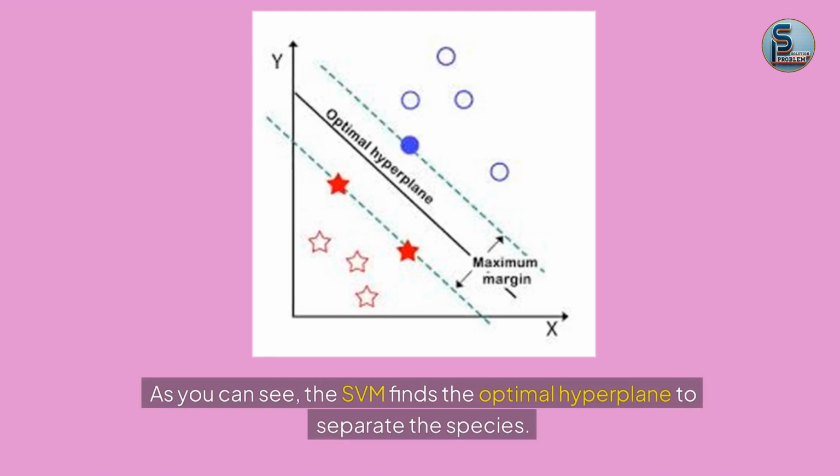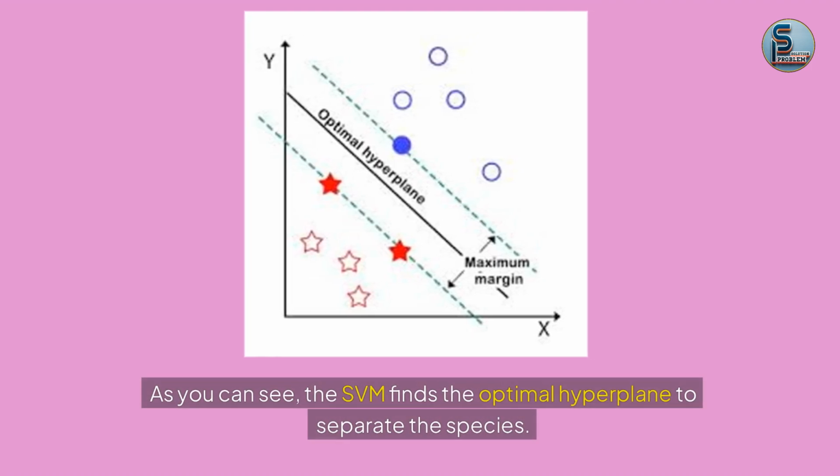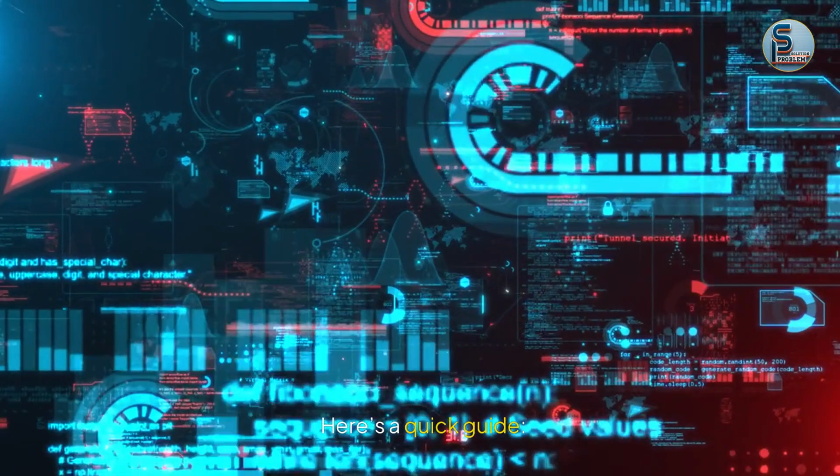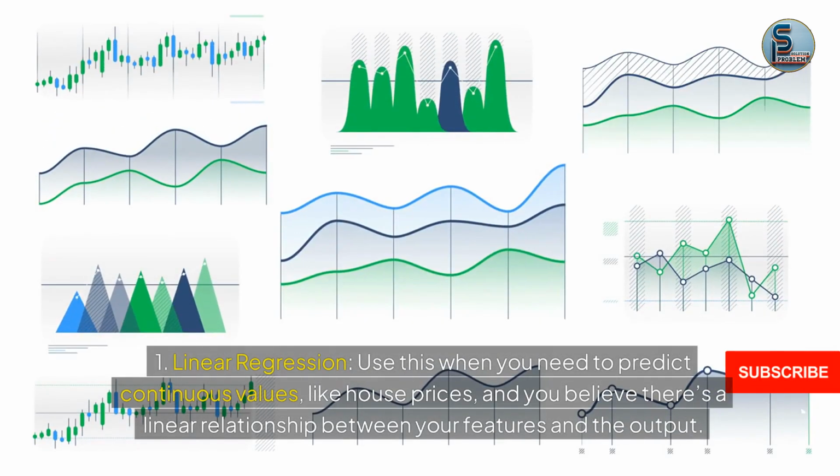As you can see, the SVM finds the optimal hyperplane to separate the species. Here's a quick guide. 1. Linear regression. Use this when you need to predict continuous values, like house prices, and you believe there's a linear relationship between your features and the output.